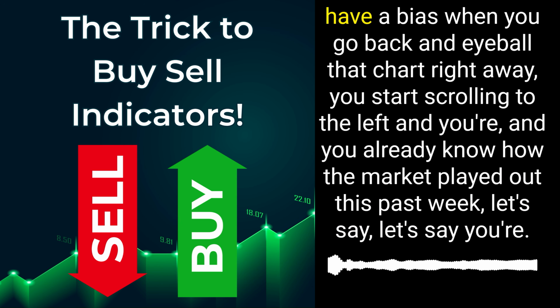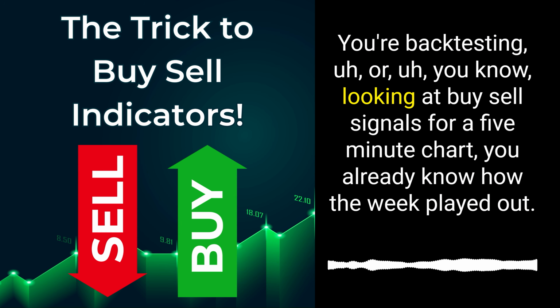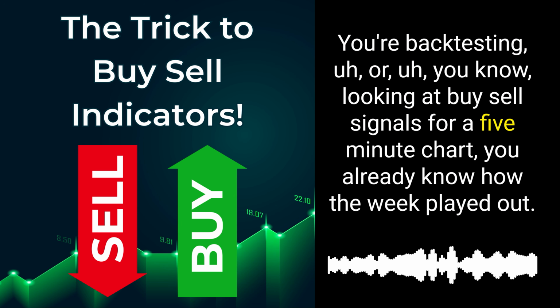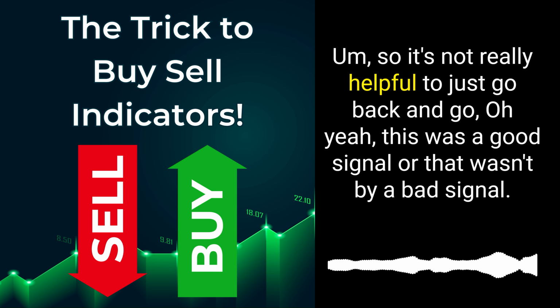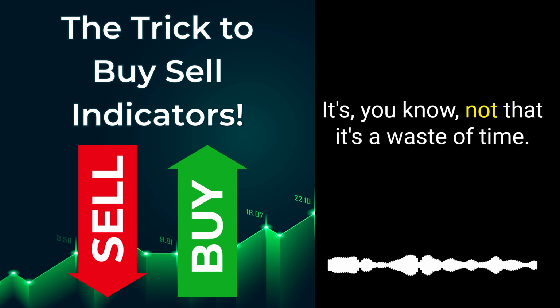You inherently are going to have a bias when you go back and eyeball that chart right away. You start scrolling to the left and you already know how the market played out this past week. Let's say you're backtesting or looking at buy-sell signals for a 5-minute chart. You already know how the week played out. So it's not really helpful to just go back and say, oh yeah, this was a good signal or that was a bad signal.